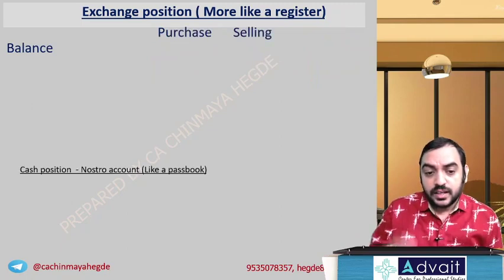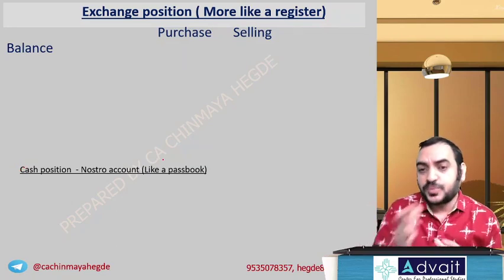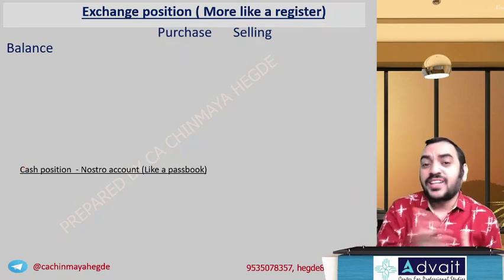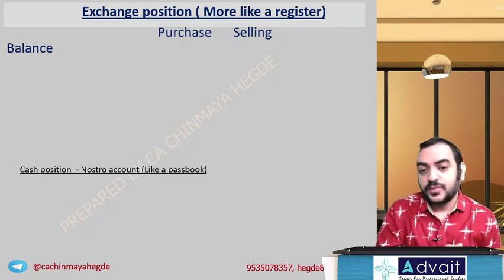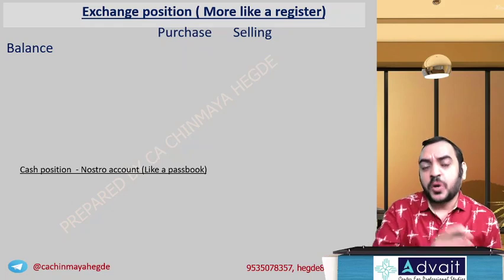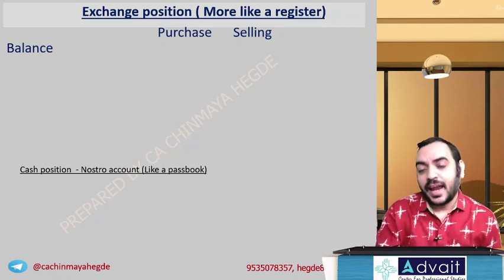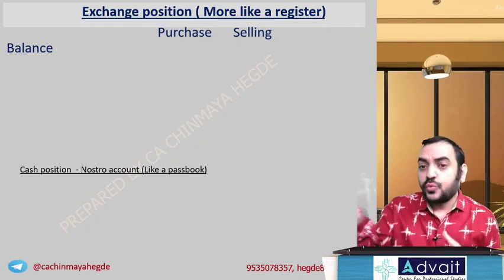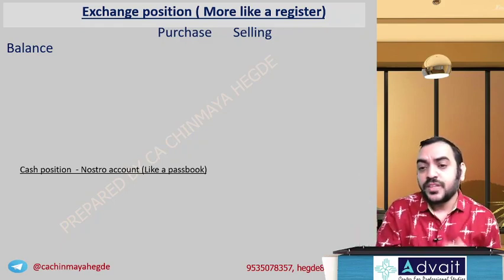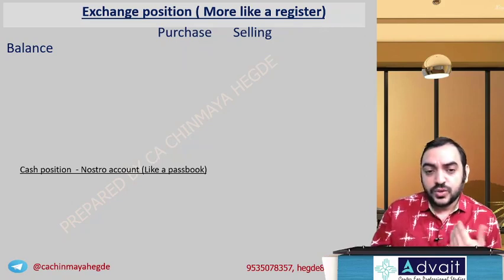Whereas the nostro account is like a cash position where we maintain only a passbook. It's like a passbook entry. Your bank balance, bank statement is your nostro account. So the nostro account is the cash position of foreign currency. Exchange position is the combination of the cash position plus the contracts in hand. What you have plus what you're going to get is called exchange position. What you have is called the nostro account, cash position. It will reflect like a passbook, bank statement.